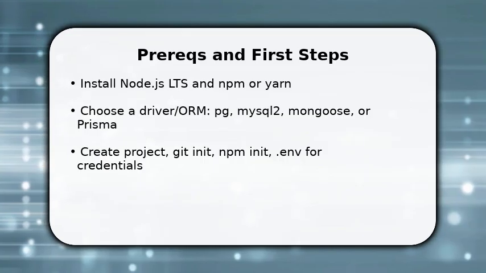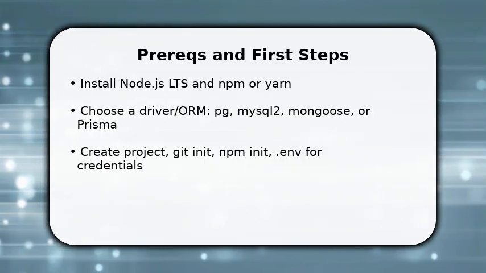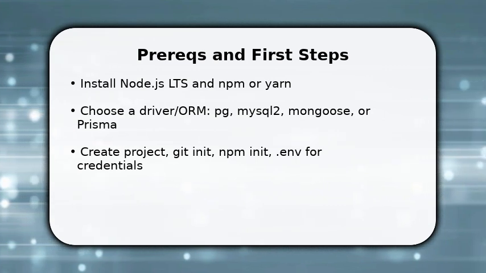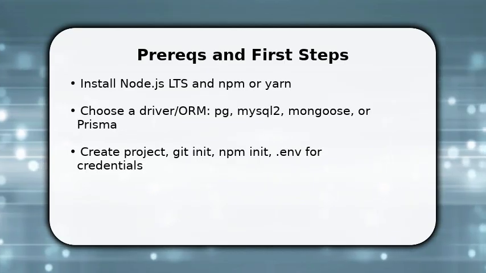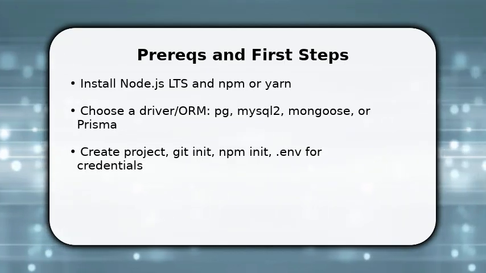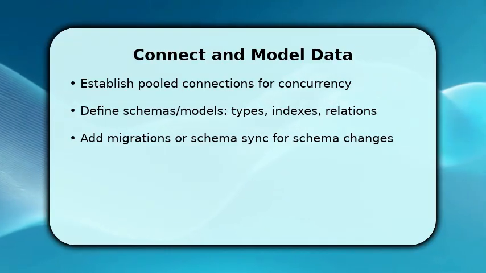Make an initial connection file that reads env variables, exports a connected client or a connection pool, and logs success or error for immediate feedback. Now make the connection robust. Use a connection pool, set timeouts, and handle reconnect logic so your app remains stable under load.